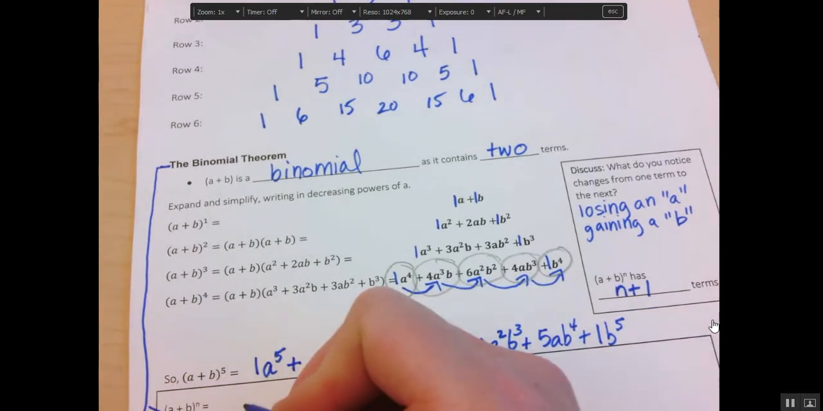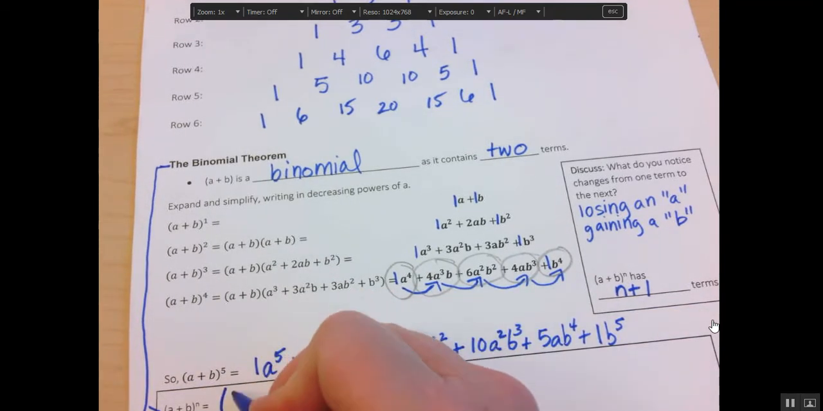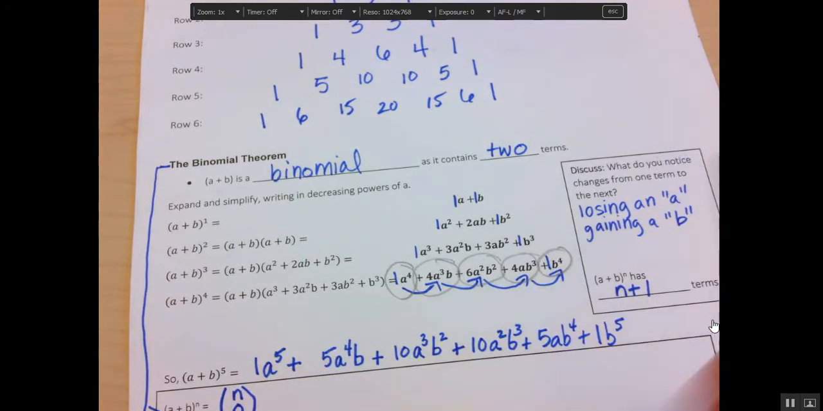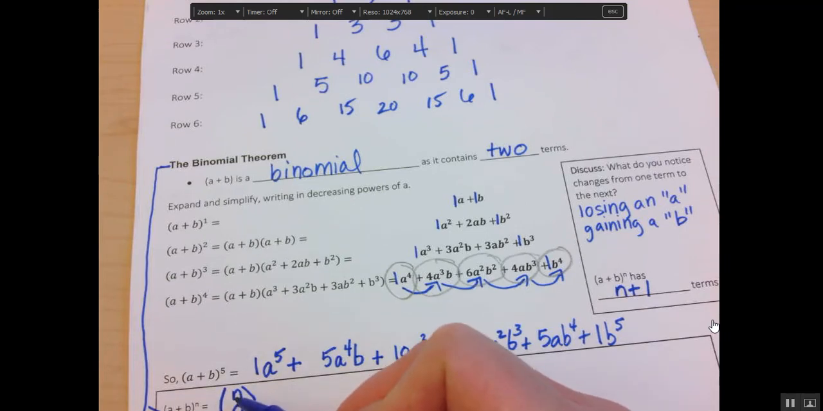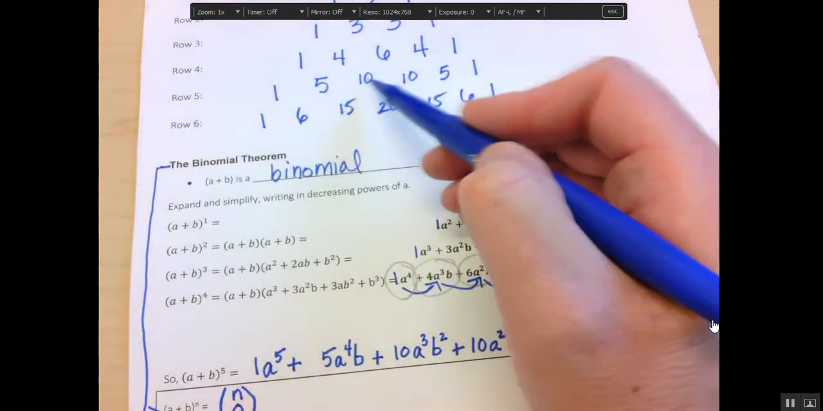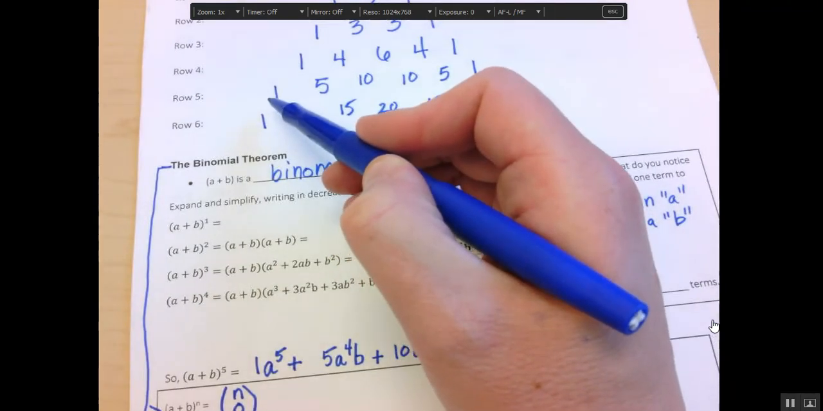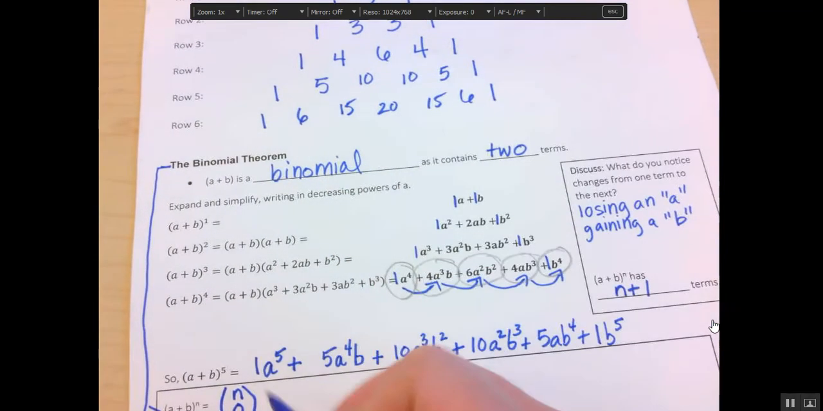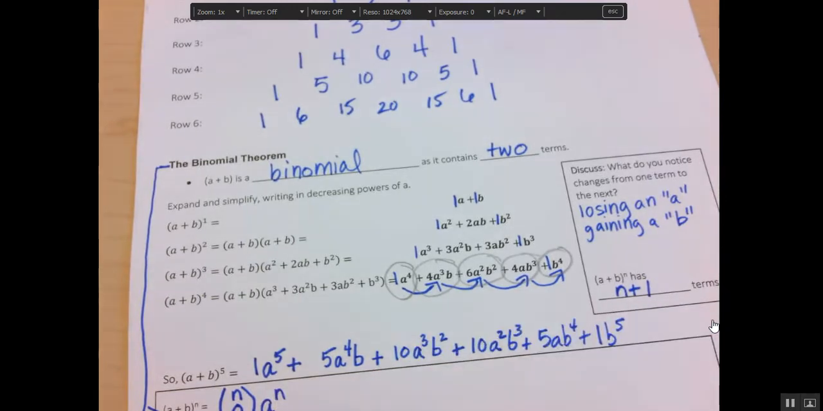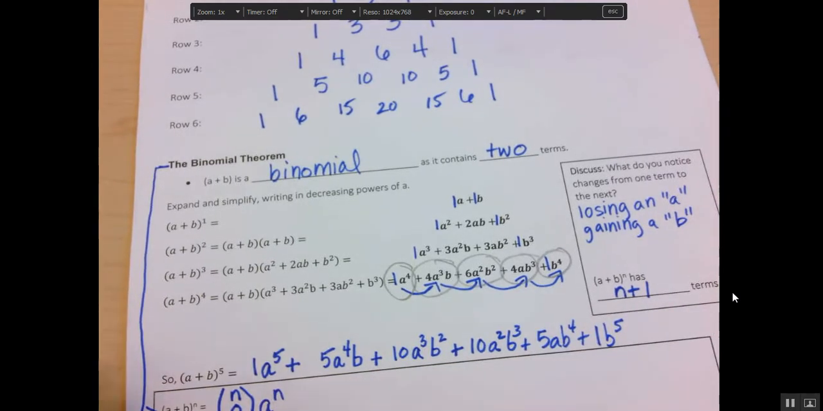So the coefficient of the first one is n choose 0. Now that means n is the, let's see, this is the rth element of the nth row. So the 0 element in the nth row. So in the 5th row, this is the 0 element. So that's my first coefficient. A to the n.